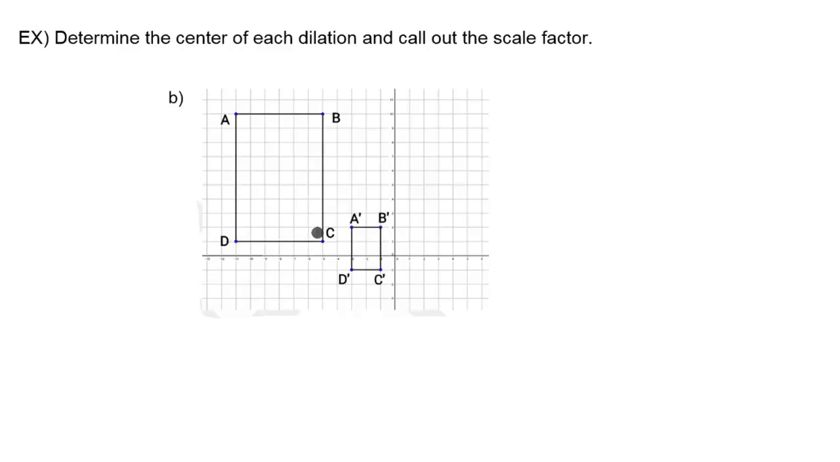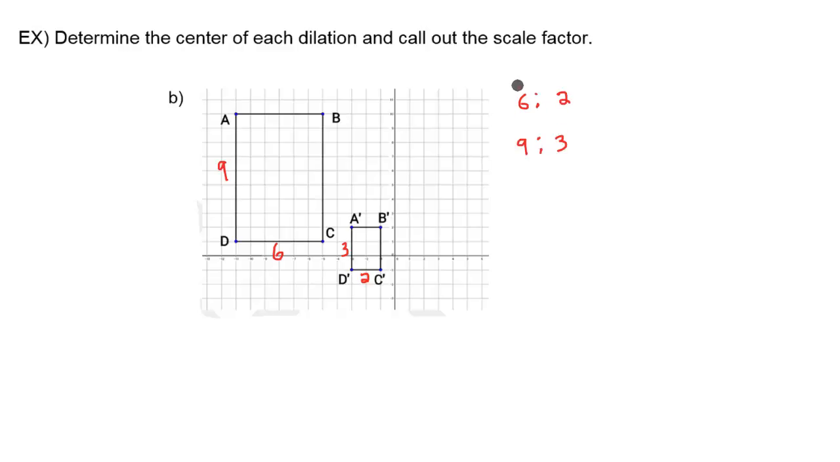Now, if we figure out the side of DC, it looks like we have 6 units, and that corresponds with D prime and C prime, which is just going to be 2 units. From A to D, we have 9 units, and then from A prime to D prime, we have 3 units. So from DC to D prime C prime, it looks like we went from 6 to 2, and then from AD we had 9, and then we went to A prime D prime, which was 3.